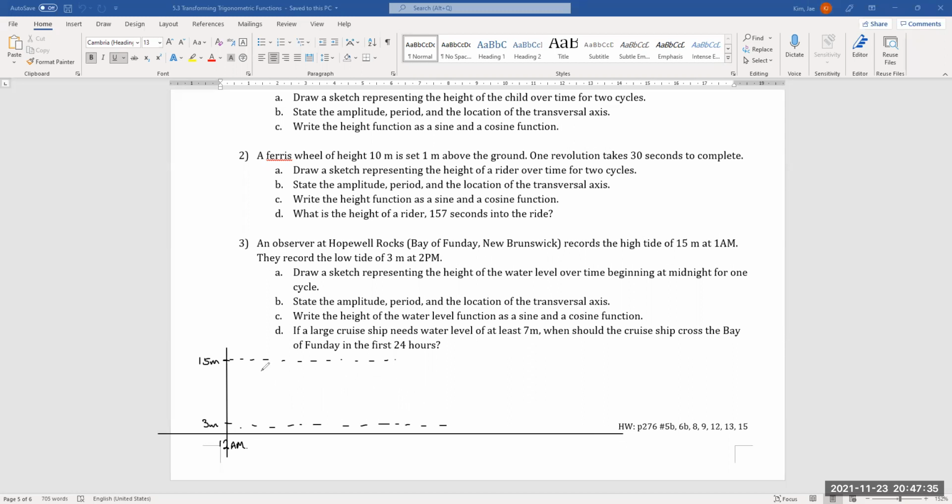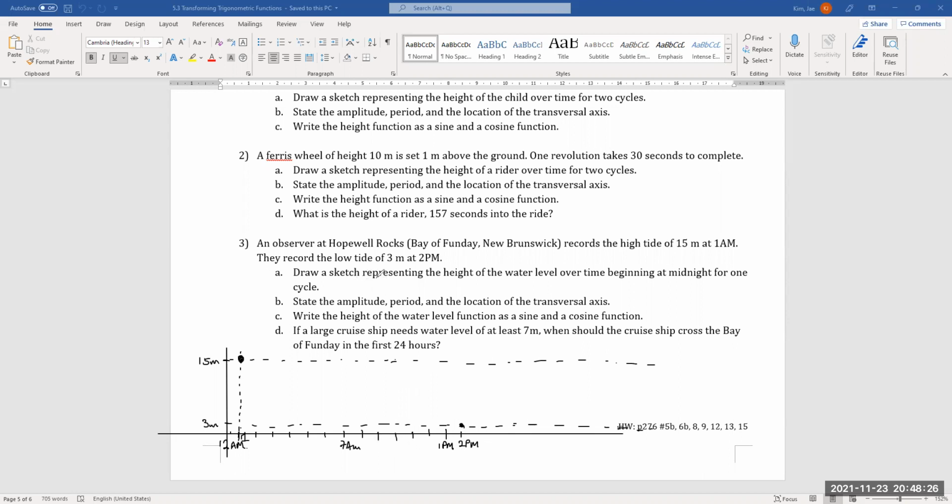Next, it is high tide at 1 a.m. So, okay, it starts at a maximum. So already you have an idea of what kind of ratio we're going to use. It's going to be cosine, right? The low tide happens, sorry, this is 1. So this is 2 a.m., 3 a.m., 4 a.m., 5 a.m., 6 a.m., 7 a.m., 8, 9, 10, 11, 12, 1 p.m. In other words, low tide is at 2 p.m. Okay, so it's going to be a pretty long wavelength or a pretty long period here. Exactly how long? Well, we'll calculate that after.